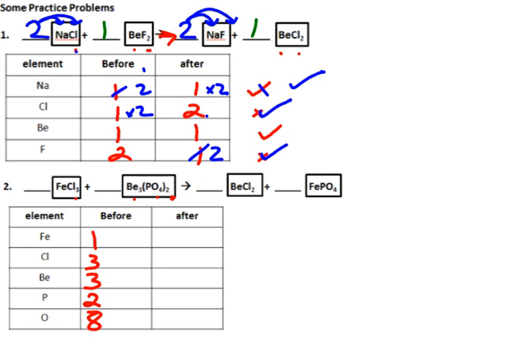After the arrow, we start with beryllium. No number after the beryllium means I have 1. 2 after the chlorine means I have 2 chlorines. No number after the iron means 1 iron. No number after the phosphorus means 1 phosphorus. And after the O, we have a 4. My irons look good. Chlorines don't balance, berylliums, phosphoruses, and oxygens. We have a lot of work to do.